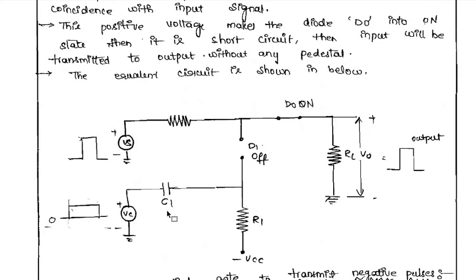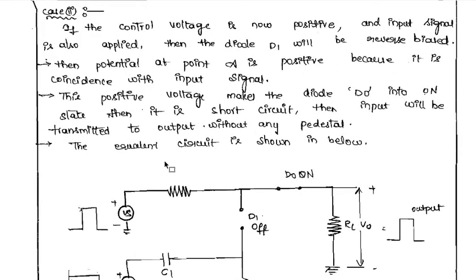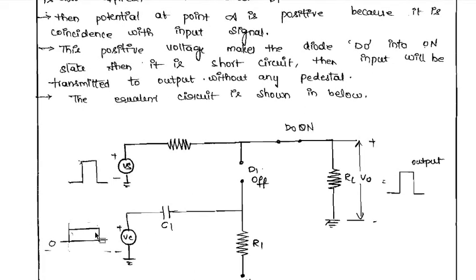Now see here in case 2. What is case 2 we will be applying here? The control voltage, now this will be in the positive part. What we considered in case 1 as 0 was below the level, so we considered that as the negative part. Now if the control voltage is positive and the input signal applied is also positive, then what happens, your diode D1 will now be in the reverse bias condition, and here it will be in off condition.